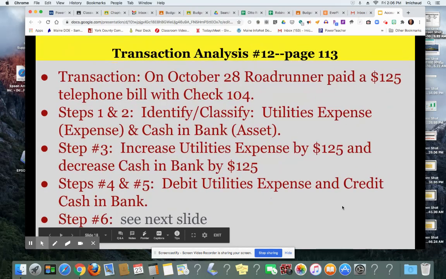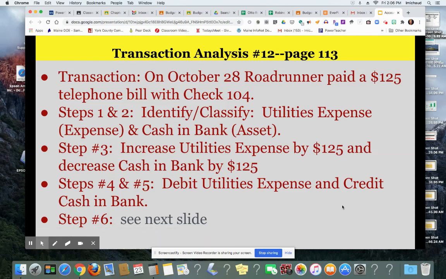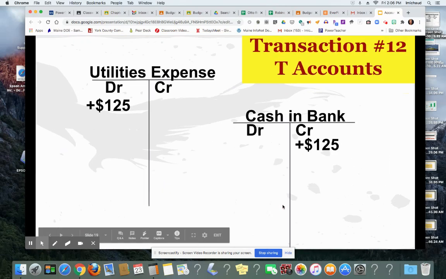On October 28, Roadrunner paid a $125 telephone bill with check number 104. So you used a check, which is your cash and bank. You have less than you did before. So you're going to credit your cash and bank. And then a telephone bill is considered utilities. So you're going to debit utilities expense. Okay, remember when you credit one, you're going to debit the other and vice versa. So cash and bank is going to be credited $125 because you have less of that. And utilities expense is going to be debited.